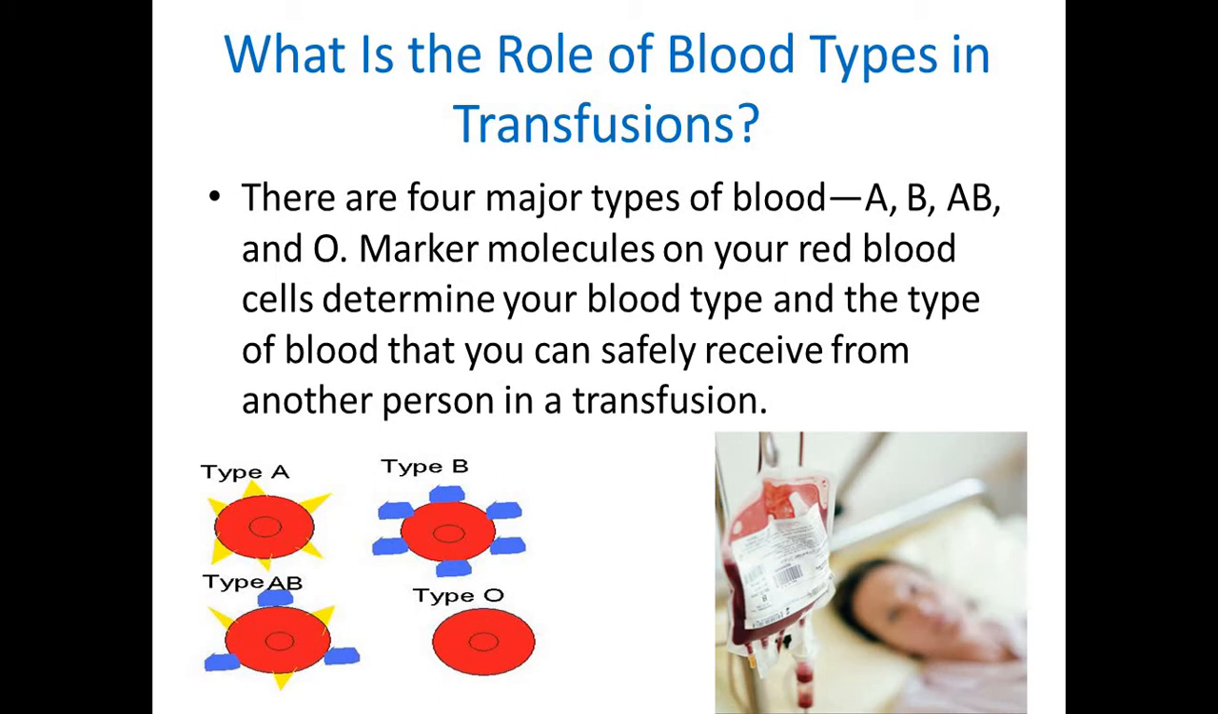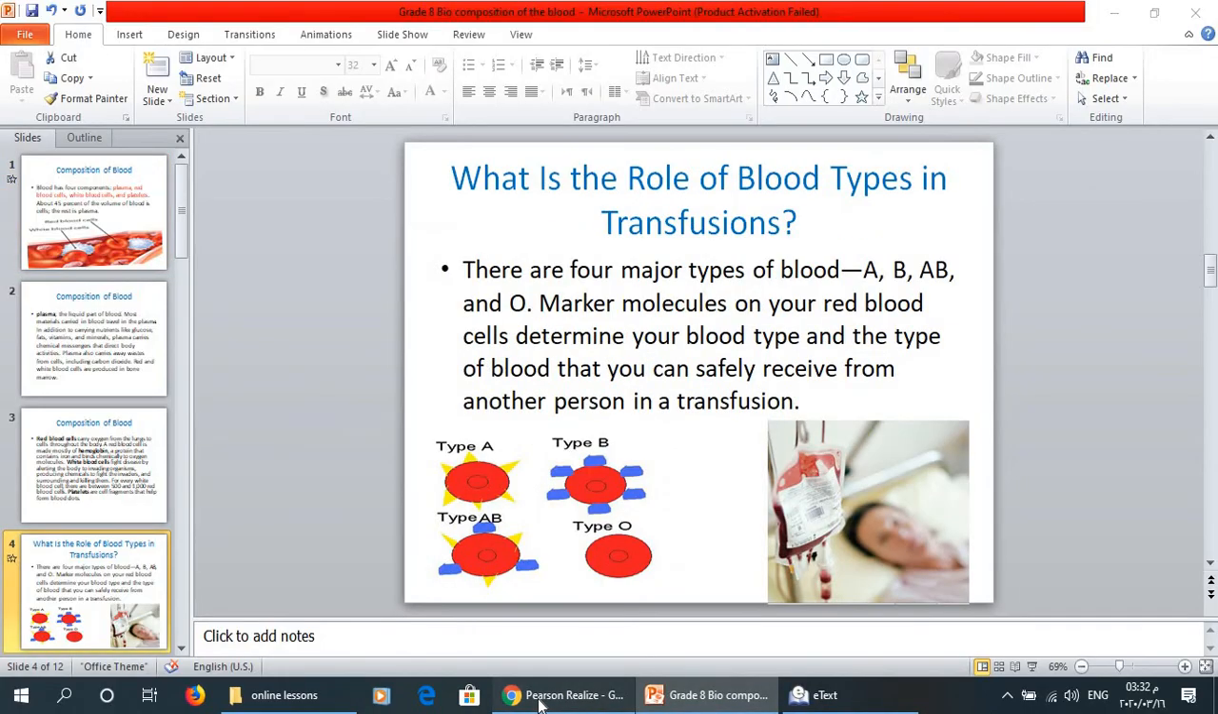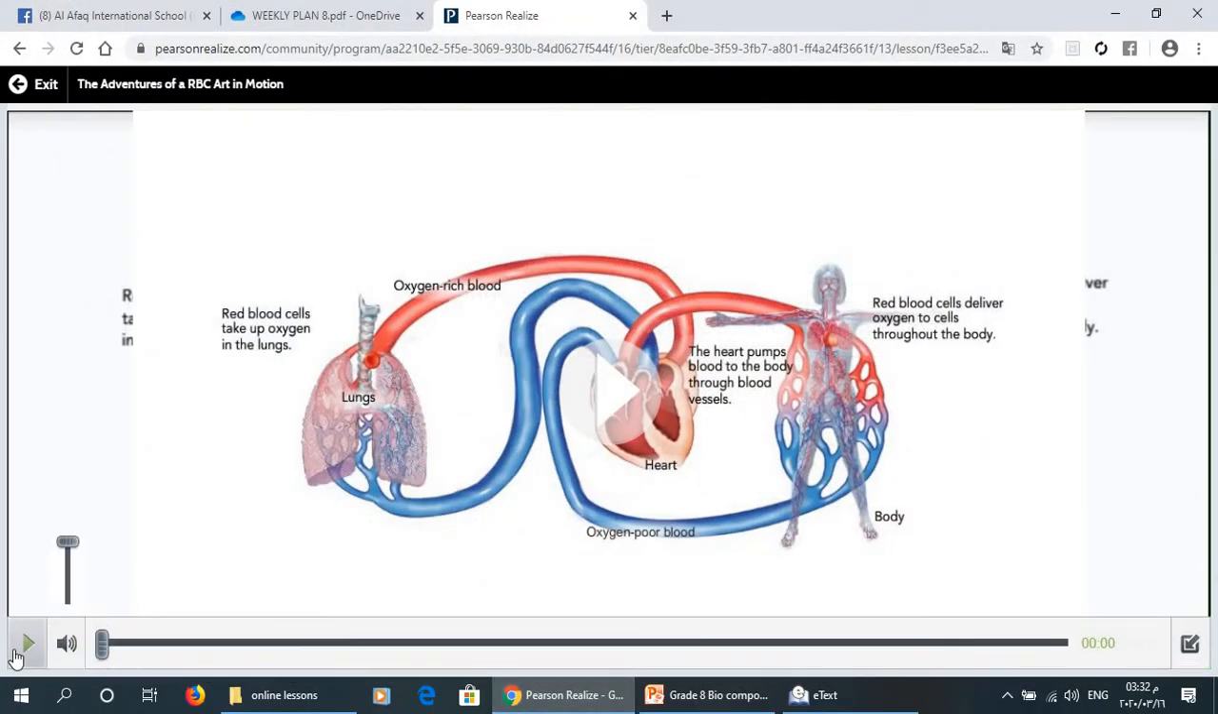Type O. Here also we can see the markers. Type A determines the red blood cells. Here B determines the red blood cells for B. Here this red blood cell contains both type A and B. O doesn't contain any marker. Now let's watch the video to summarize the blood components and types of blood.